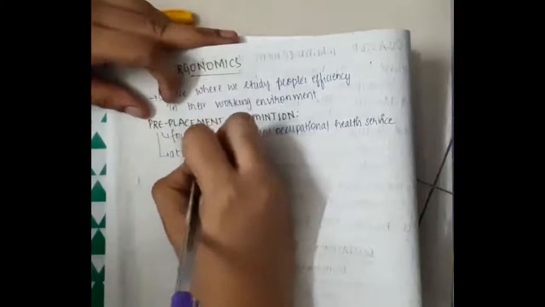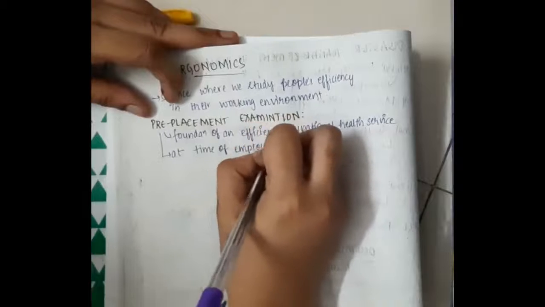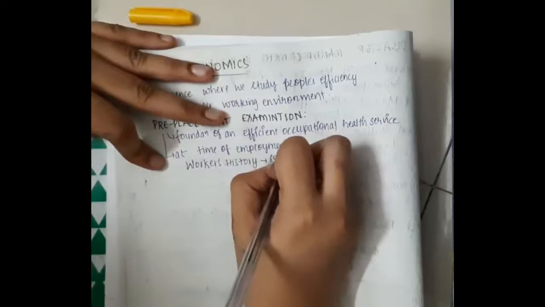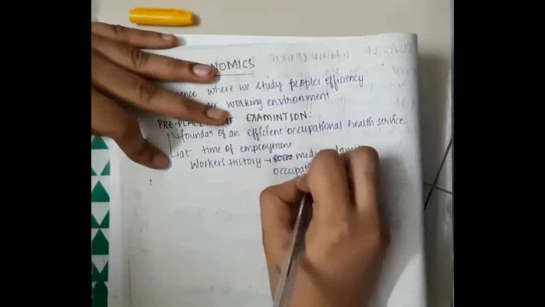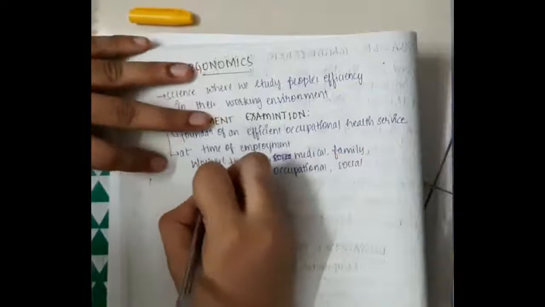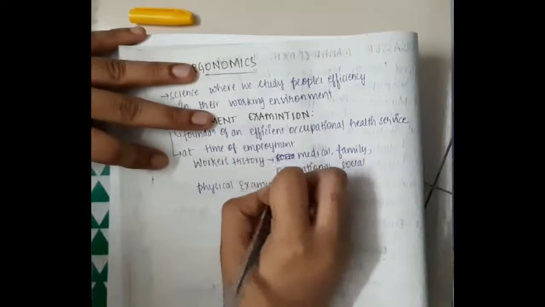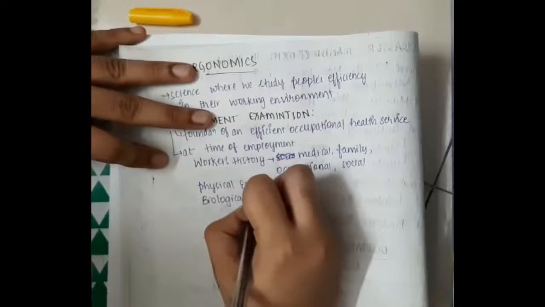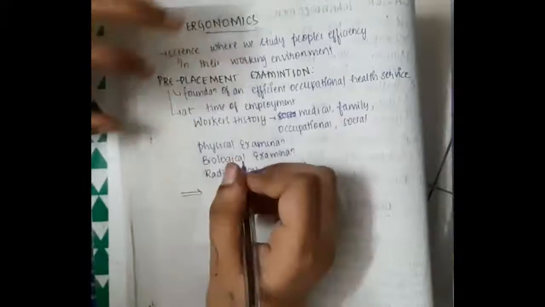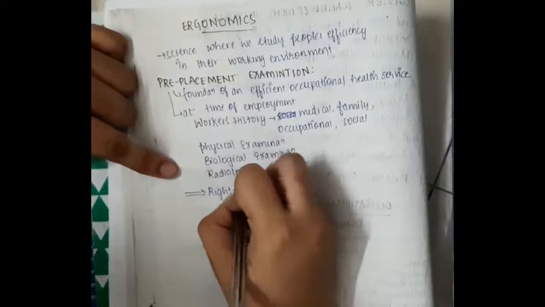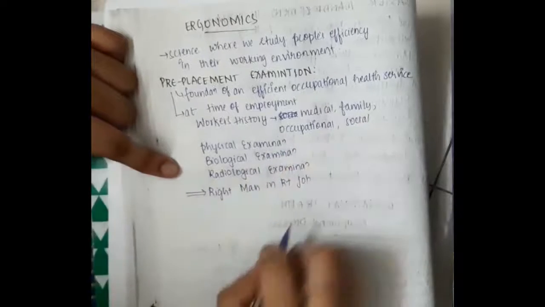So this is the physical and clinical examination which is done for the person just before the employment. Here we take the worker's medical, family, occupational and social history. We do the physical examination, biological examination and also radiological examination of the worker. In pre-placement examination, we place the right person in the right job.